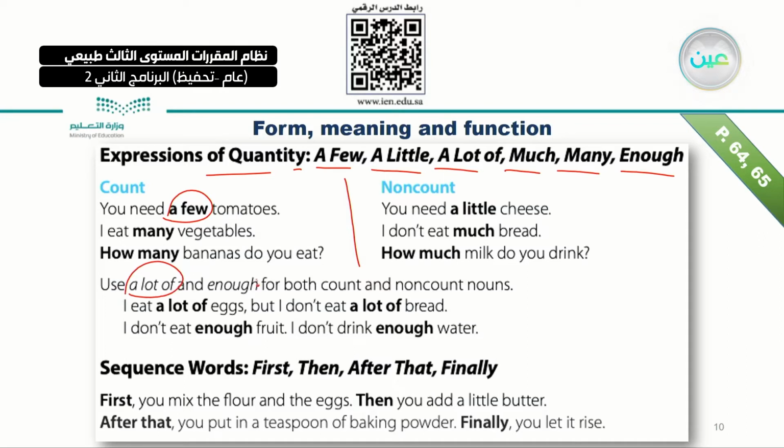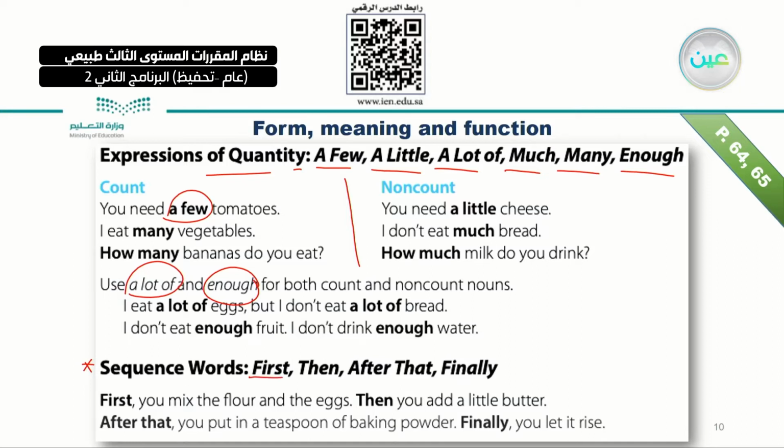A lot of and enough are used for both countable and non-countable nouns. I eat a lot of eggs, but I don't eat a lot of bread. So I can use enough and a lot of with countable and non-countable nouns. I don't eat enough fruit. I don't drink enough water. As I said, a lot of and enough can be used with both countable and non-countable nouns. Finally, we will talk about sequence words. What do I mean by sequence?